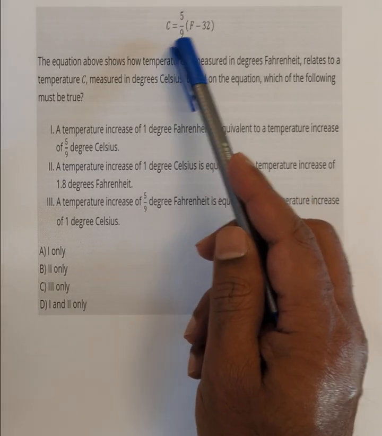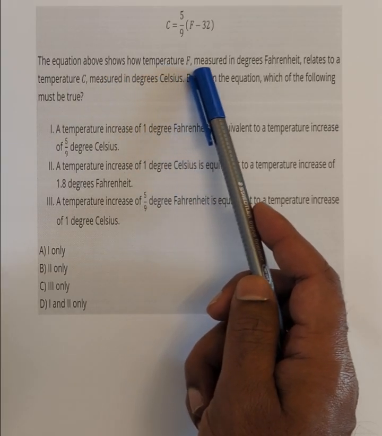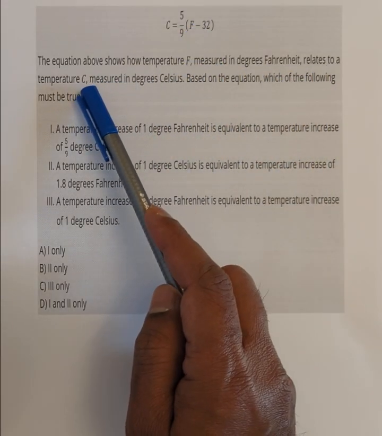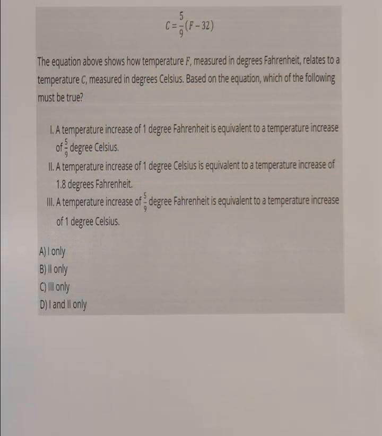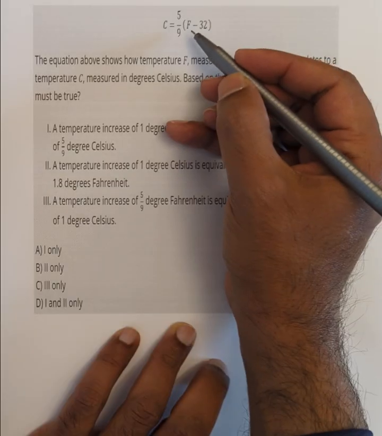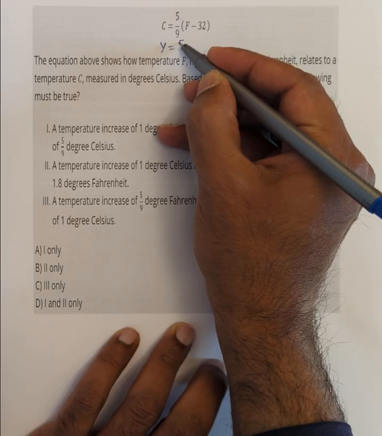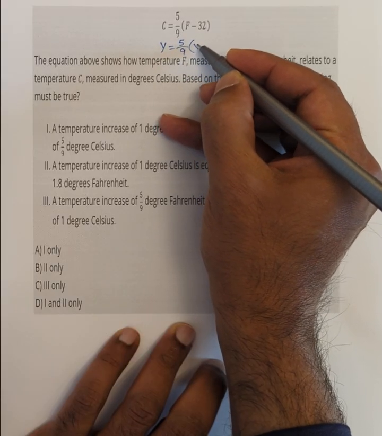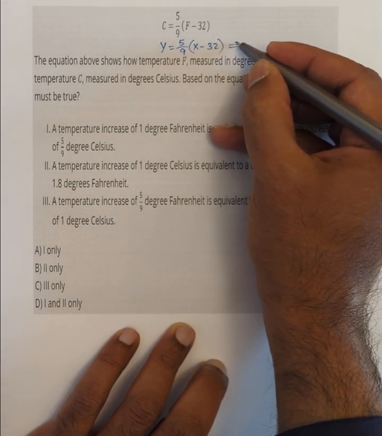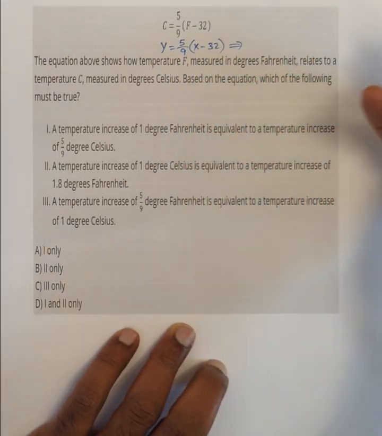We are given this equation, and it says that this above equation shows how temperature F, measured in degrees Fahrenheit, relates to temperature C, measured in Celsius. Now we are used to seeing X and Y. So if I replace C by Y and F by X, then I can see that it's a straight line. It's a linear equation with slope 5 over 9. If I distribute this 5 over 9, then I get y equals mx plus b form.